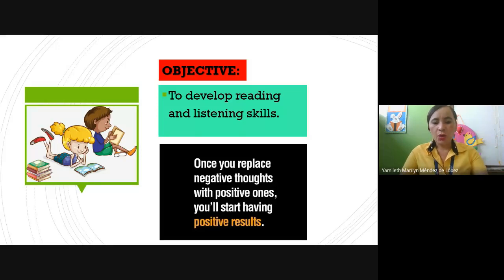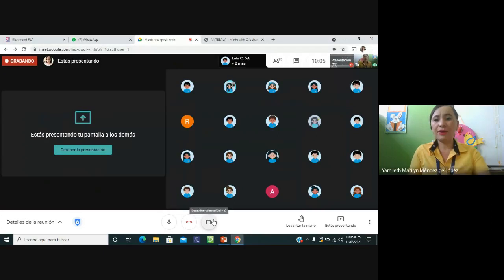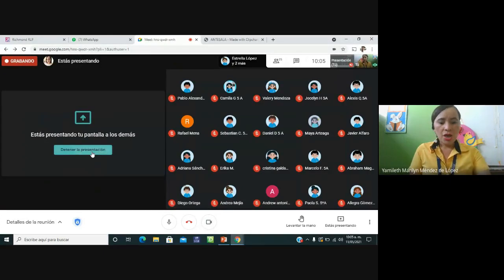The reflection: once you replace negative thoughts with positive ones, you'll start having positive results. It means that you have to think positive all the time, and you are going to get positive results in your daily life. So let's continue with our class development. As I was telling you before, today we are not going to work in our books. We're going to work on Richmond platform.